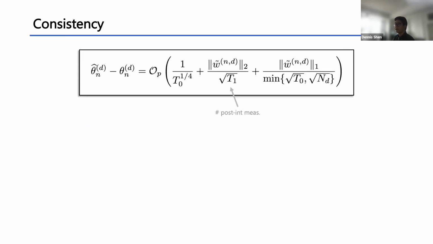Next, we established that the SI estimator yields a consistent estimate of our causal estimate of interest theta ND for any ND pair, in that the estimation error decays as the parameters T naught, T1, and ND increase. And here T1 is going to represent the number of post-intervention measurements. And similar to the previous slide, we also designed a simulation to reinforce our theoretical findings.